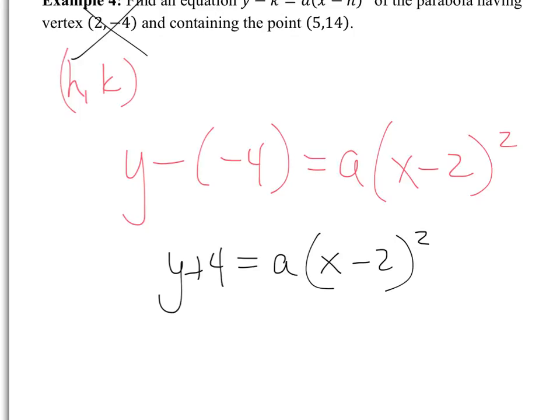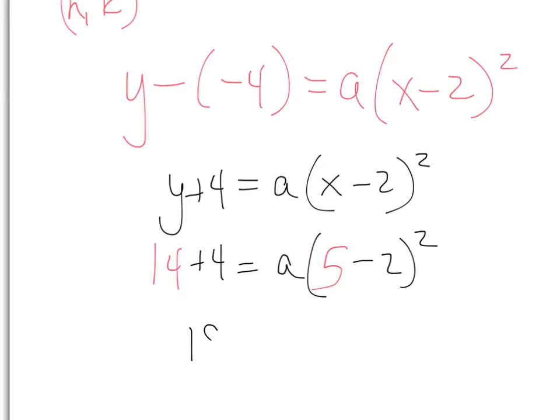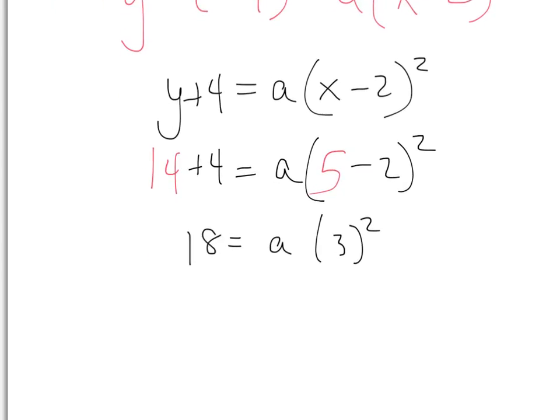So what can I do? Plug in x and y. Plug in (5, 14) for x and y. 5, 14. Is that a point? And then determine what a is by solving for a. So let's plug in 5, 14. 14 is y. 5 is x. So I've plugged in 5 and 14 there, and now I just need to solve for a, which is simple. 18 equals a times 3 squared. What's 3 squared? So we get 18 equals a times 9, so a is equal to 2.